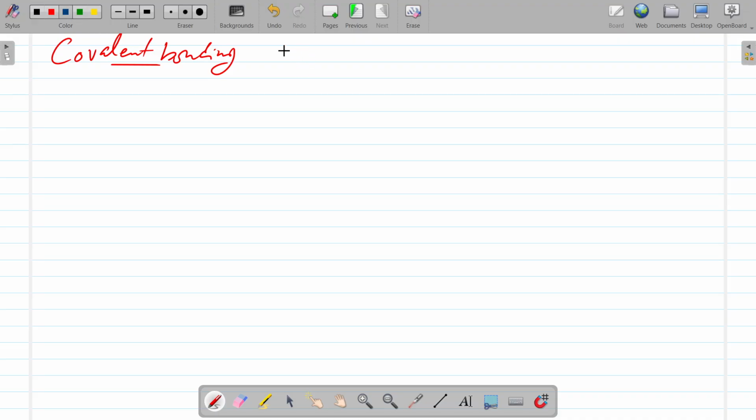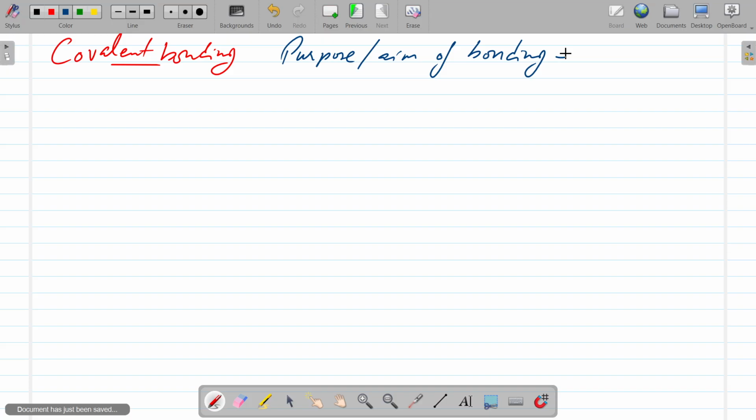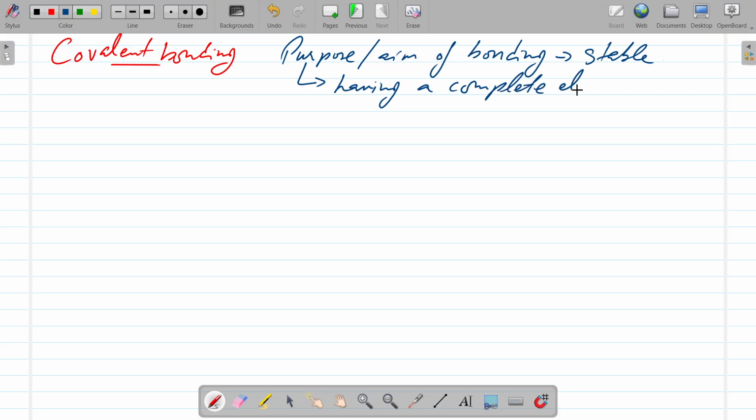Right, so the whole purpose of bonding, or the aim of bonding for atoms, is to become stable. And they become stable by having a complete outer shell of electrons, having a complete electron shell. As far as we are concerned, that means 8 electrons, 8 valence electrons.